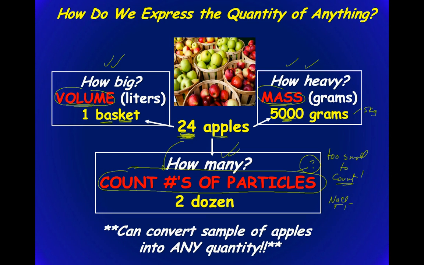Now, what's important too is we can also convert any sample of these to any other by looking at the fact that 24 apples equals 5,000 grams. 24 apples equals 1 basket. 24 apples is 2 dozen. So remember when we went back to our dimensional analysis, we talked about conversion factors. So it's easy to convert this, right? If I had 12 apples, I would have half a dozen. I would have half a basket. I would have 2,500 grams. All right. So I just want you to think about this little abstract thing.